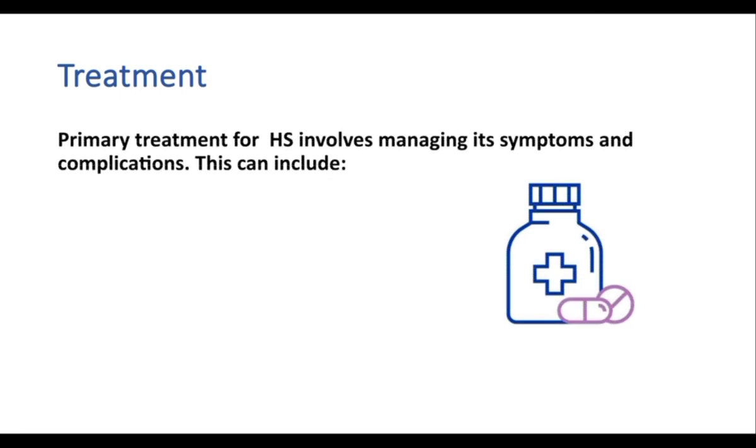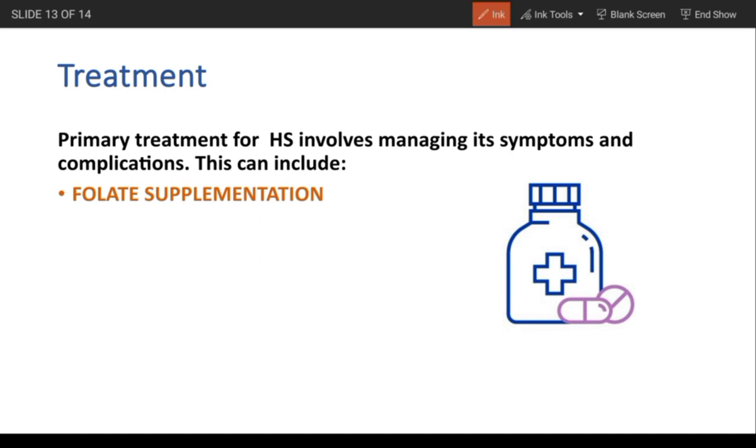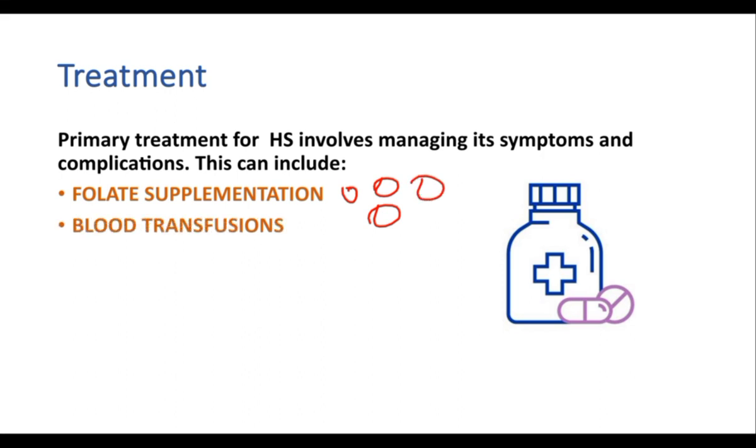Well, treatment. The primary treatment for hereditary spherocytosis involves managing symptoms and complications. This includes, first, folate supplementation, to support RBC production. It's like giving the body an extra boost in producing healthy cells. Second, blood transfusion. In more severe cases of anemia, blood transfusions may be necessary. This helps maintain adequate hemoglobin levels and alleviate symptoms.